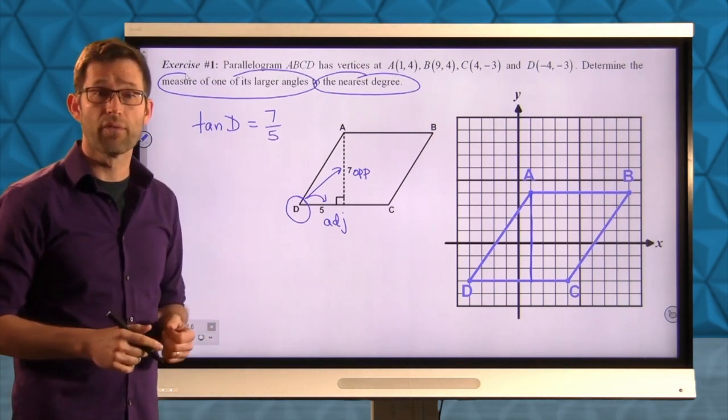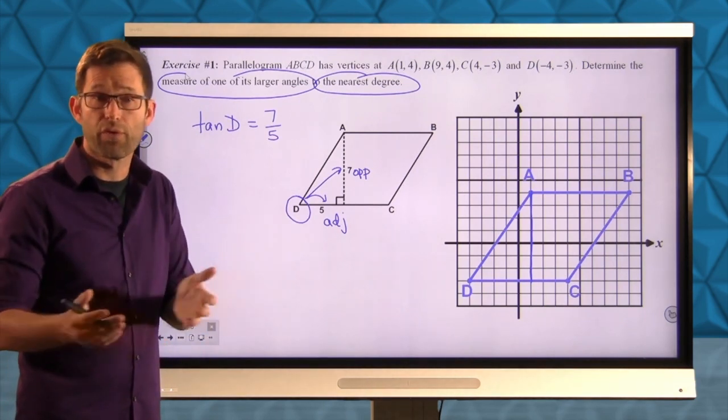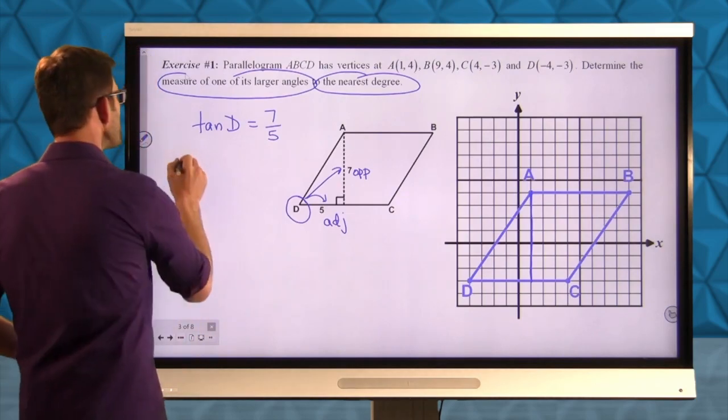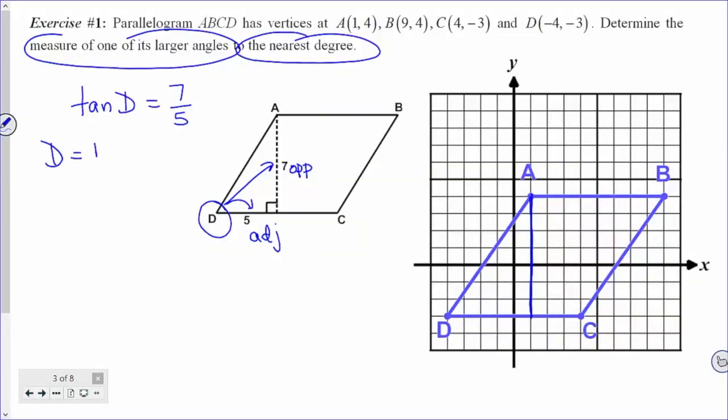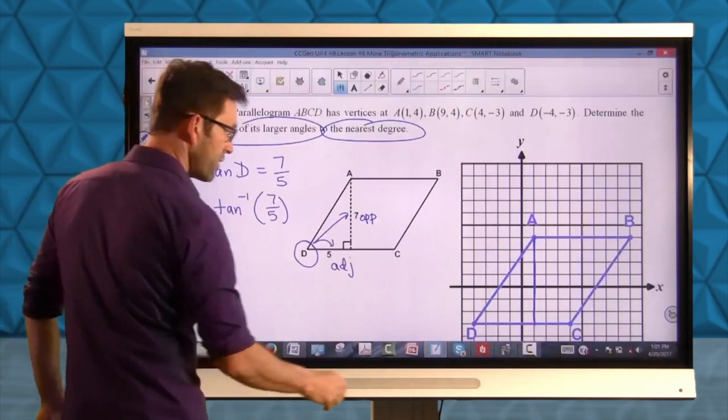One of the keys to solving trig problems is to know whether you're solving for the angle or a side. And we have to solve for angles always by using the inverse trig functions. So I need to do, let me erase that so it looks like a -1, I need to find the inverse tangent of 7/5. For that, I'll need my calculator.